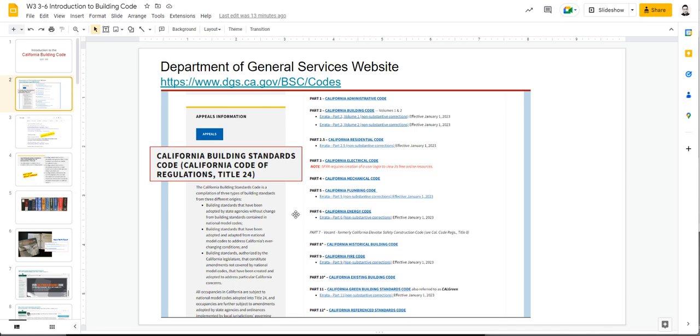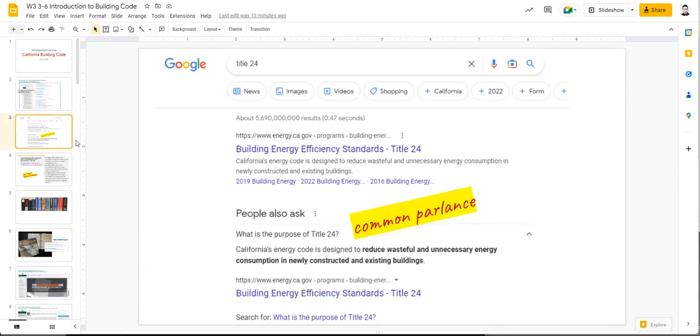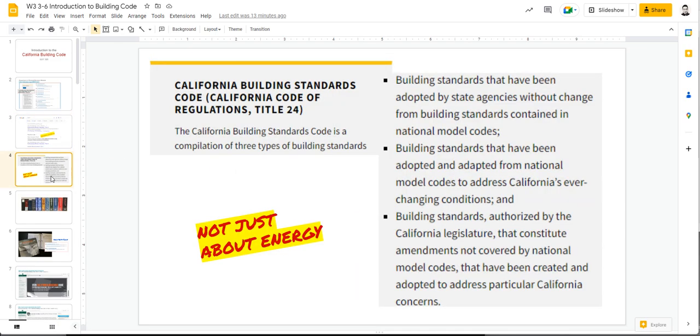It has been a misnomer to call Title 24 the energy code. The energy code is actually just part 6 of Title 24, but in common parlance in California, even if you look up Title 24 on Google, they refer to Title 24 as the energy code, which is not true. Title 24 is actually the whole 12 part code, and the energy code is part of Title 24. So is the building code. So it is a misnomer.